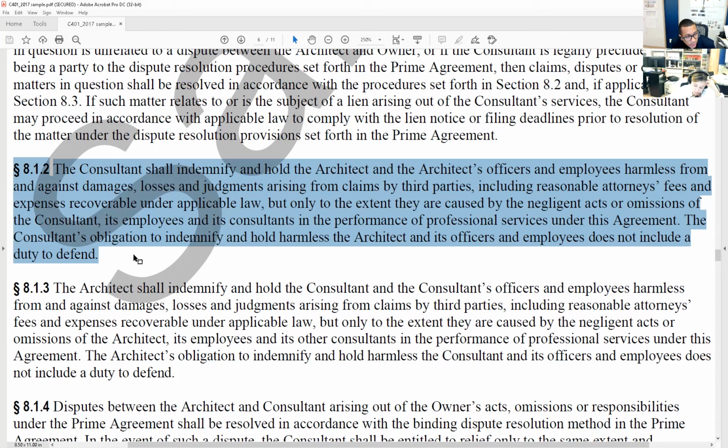The consultant's obligations to indemnify and hold harmless the architect and its officers and employees does not include a duty to defend.